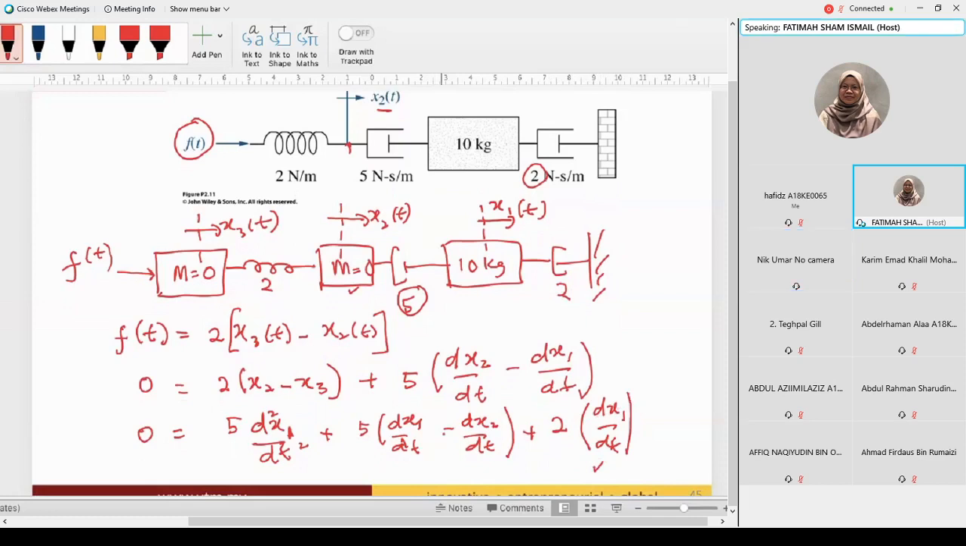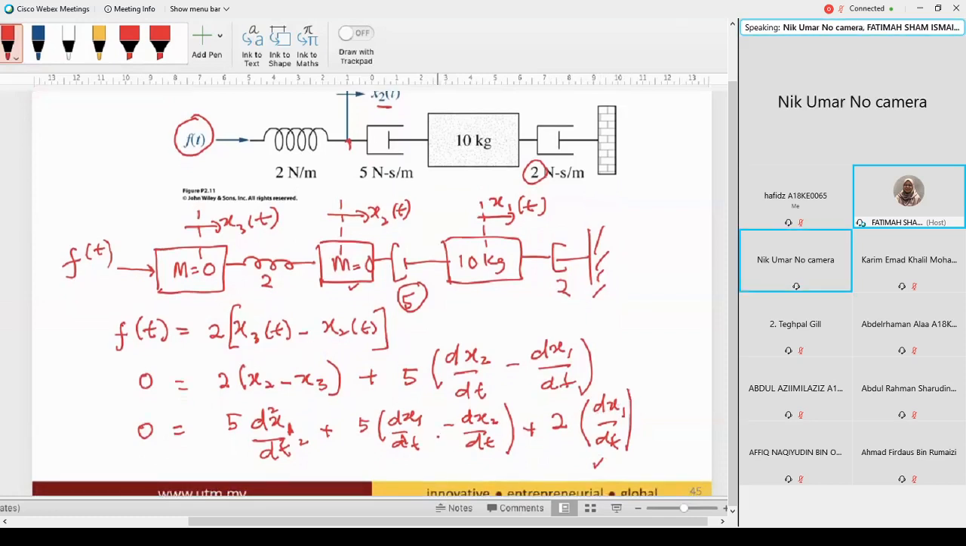There's another equation, right, Doctor? For the other weight, the 10 kg weight, right? 10 kg.